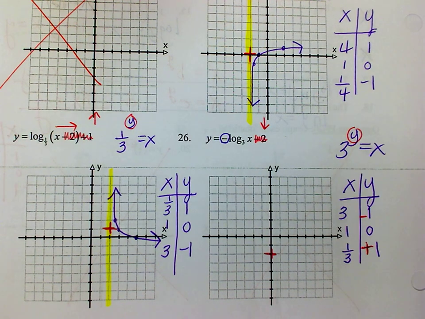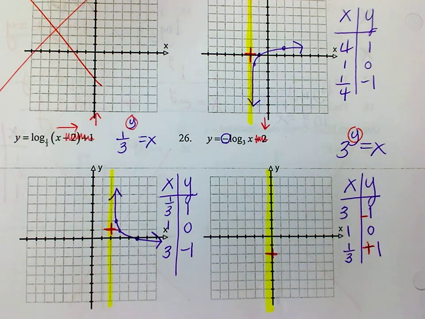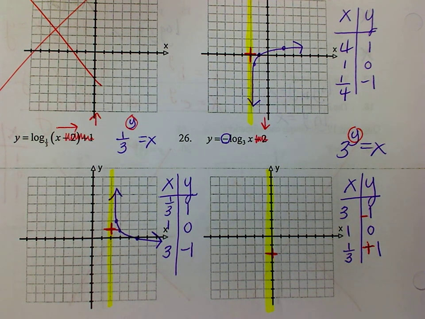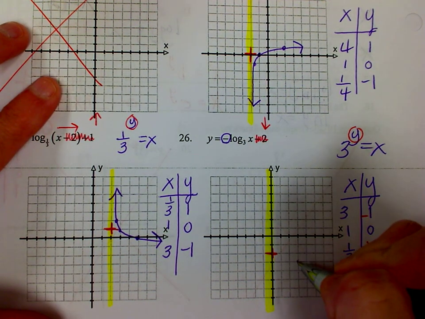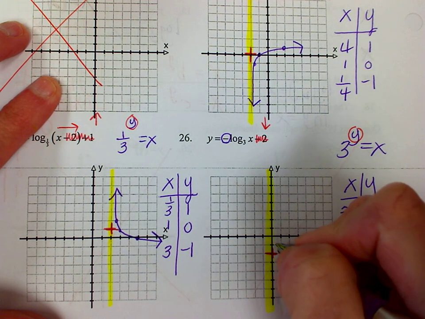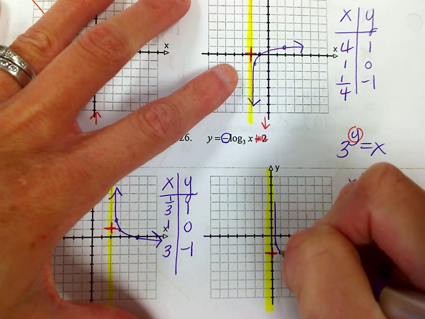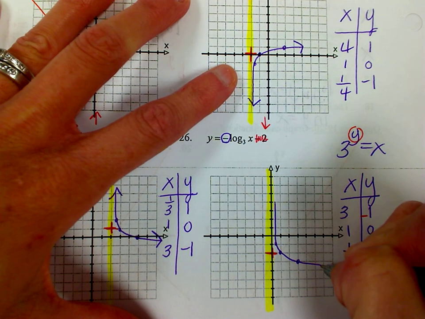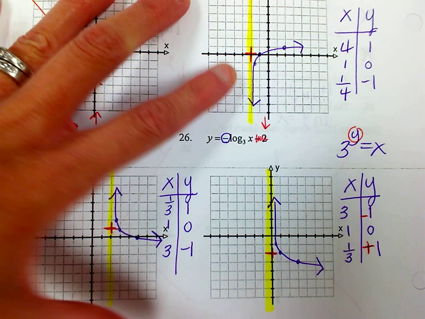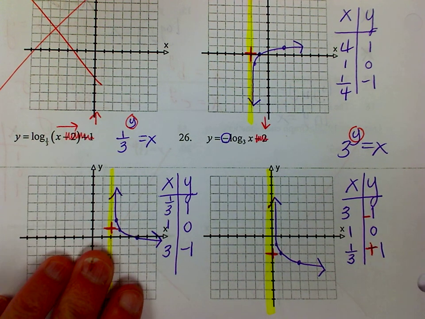And I cannot cross the y-axis, which is still right here. So I'm going to plot those points. So 1, 2, 3, -1, 1, 0, and then 1/3 up 1. And I'm going to connect those. This one is also log decay because it's decreasing as you go to the right. Okay, let's move on to page 3.